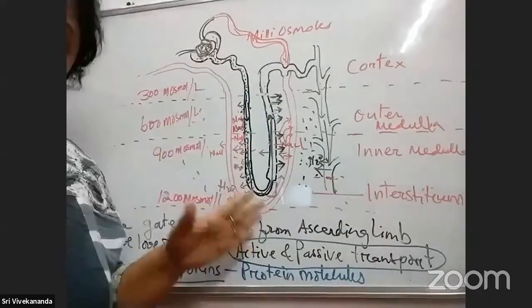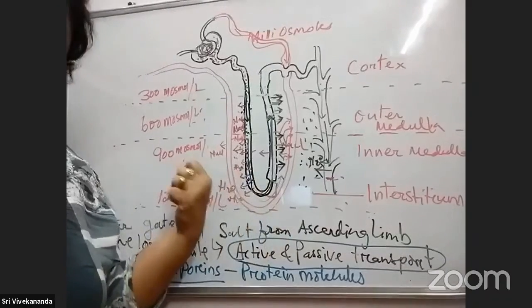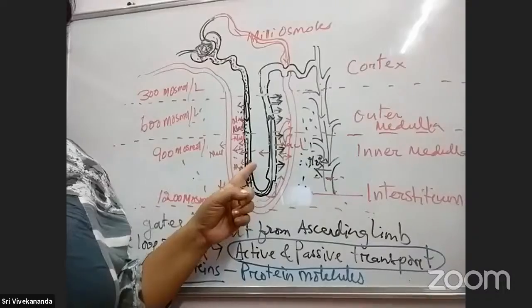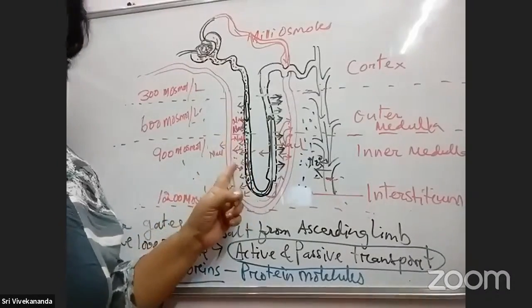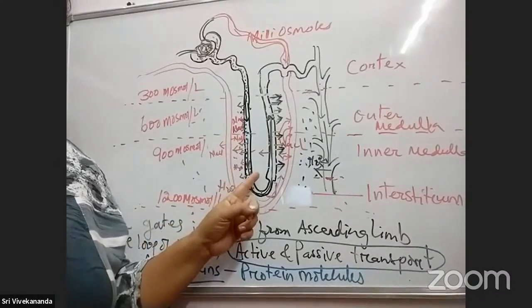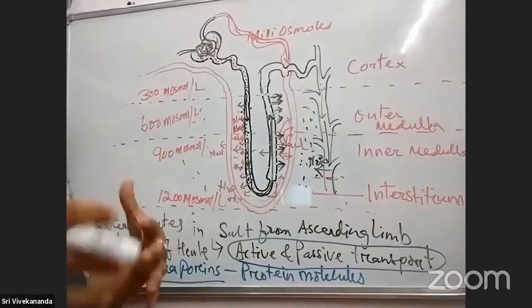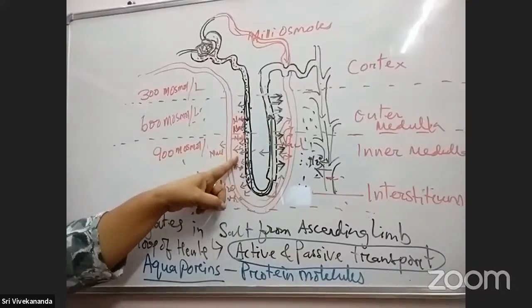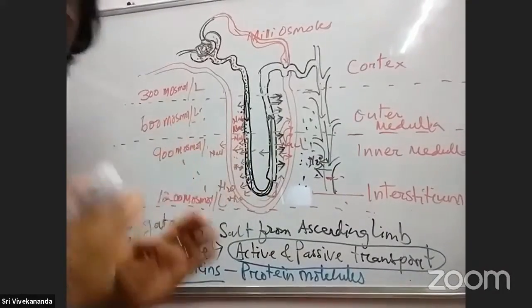So, the salt is required for removal of water. Salt is there in the filtrate, but it cannot be removed here. Water can be removed here, but it needs salt. So they are all complementary to each other. So salt can be removed here, but that salt is required here. Right? You agree up to this?